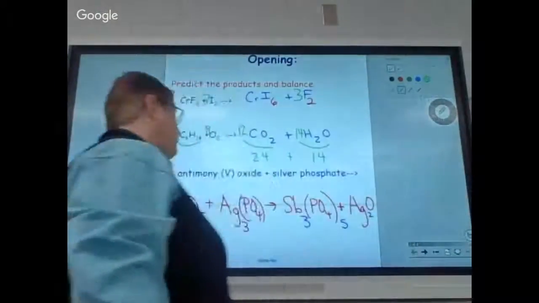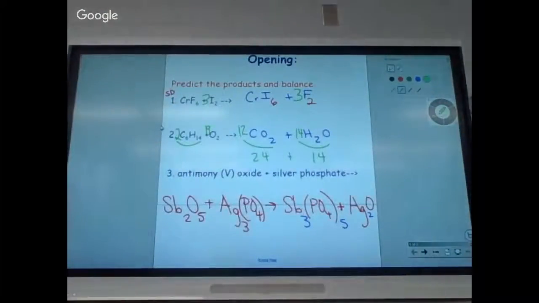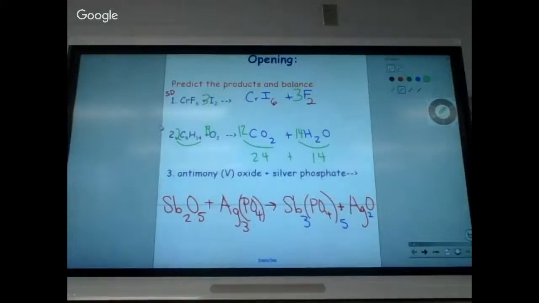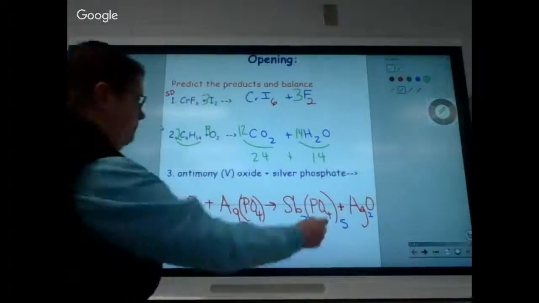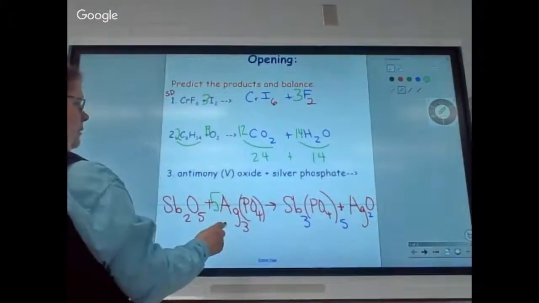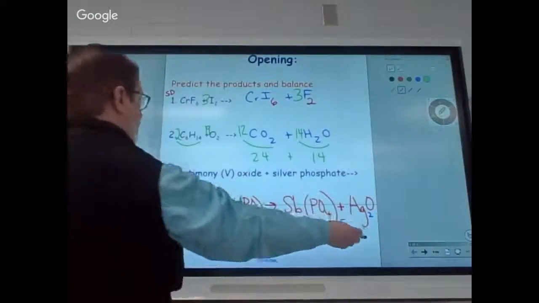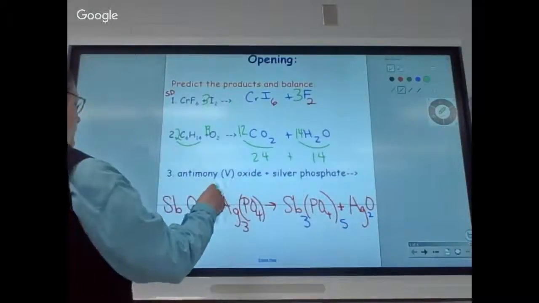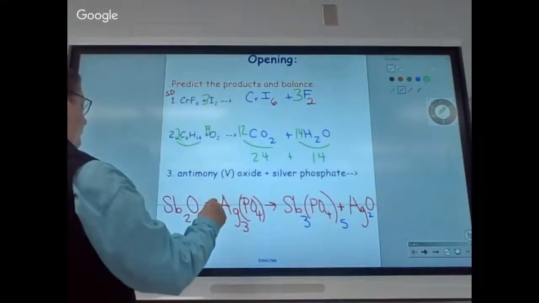All right. Questions about how to do that? All right. What do we want to balance first? The biggest one. Biggest PO4. All right. So how many PO4s? So 5. How many Ag's do we make? Can I get 15? No. Okay. So let me get rid of that. Let's pick something different. Sb.